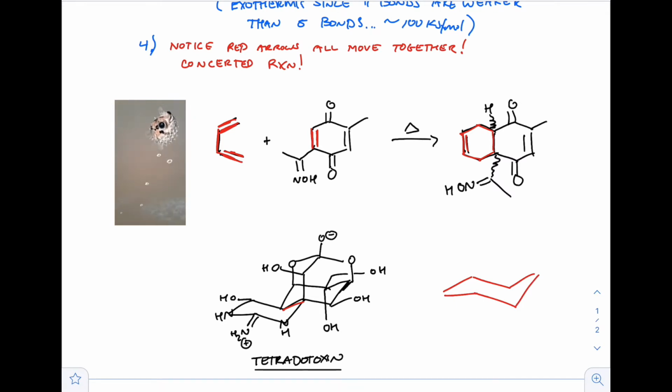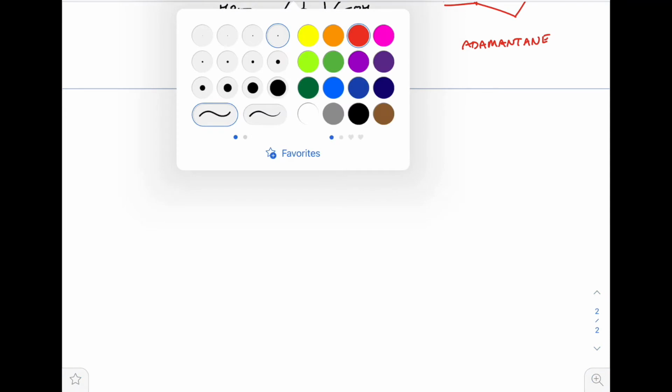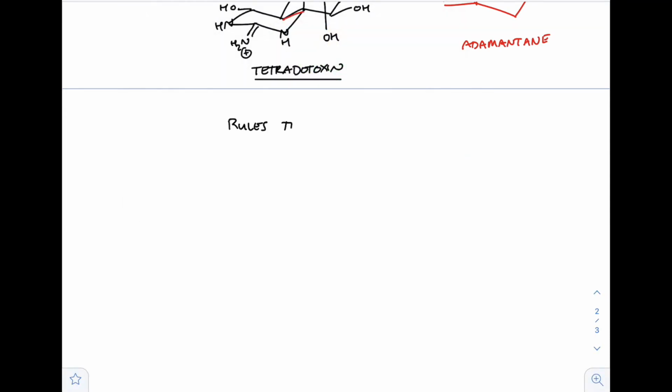This portion right here, I'm going to draw it in red on the side. This is actually called an adamantane. It's basically just fused 6-membered rings. It's a pretty cool structure. I like the way that looks. It's kind of like the structure of a diamond if you expand it. But I just wanted to point out that tetrodotoxin can be made using Diels Alder, right? Obviously there's plenty more to do to make that, but you can start it with a Diels Alder.